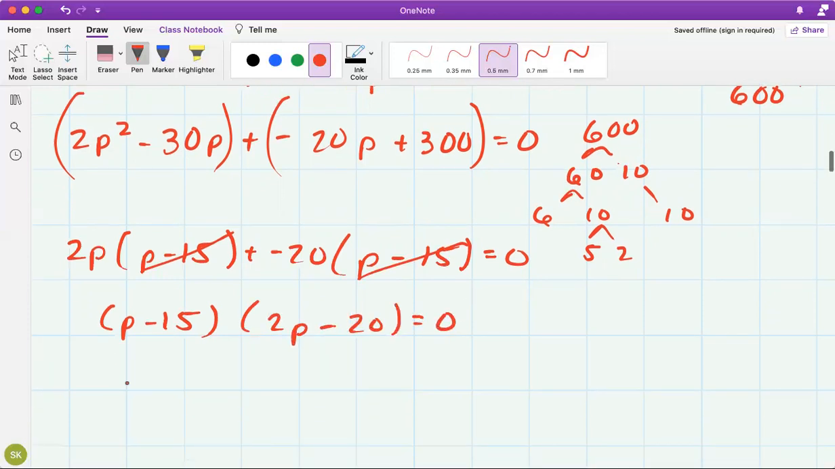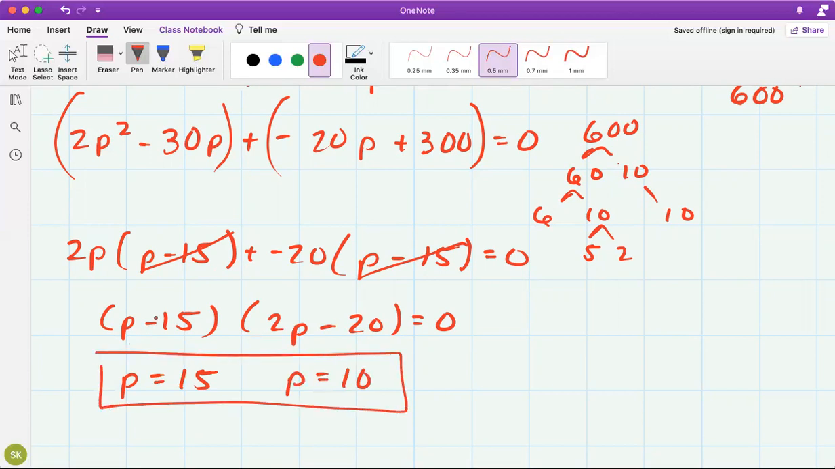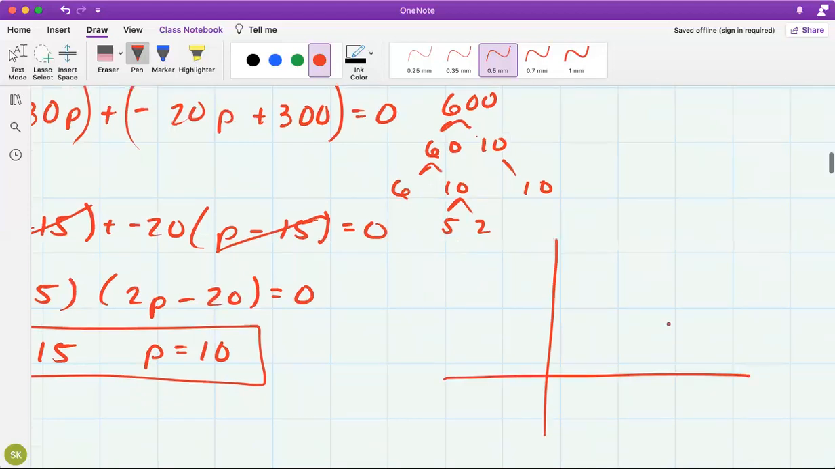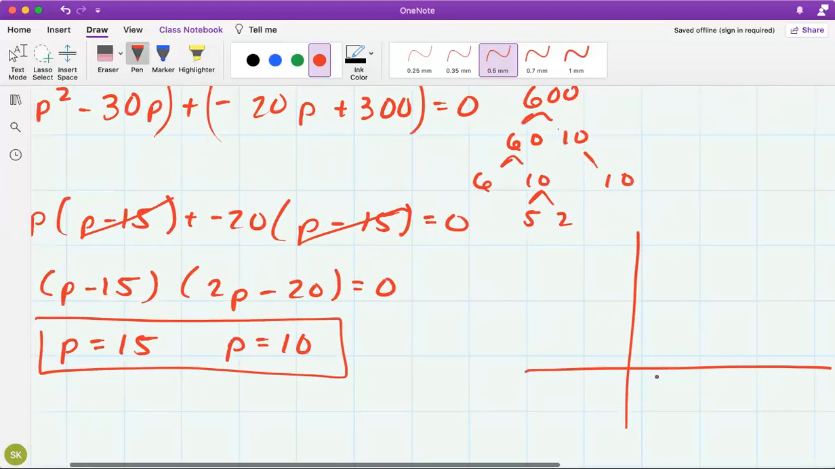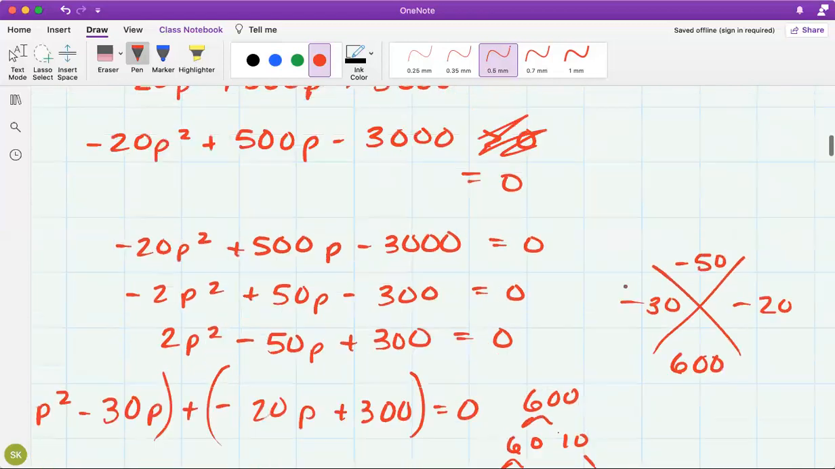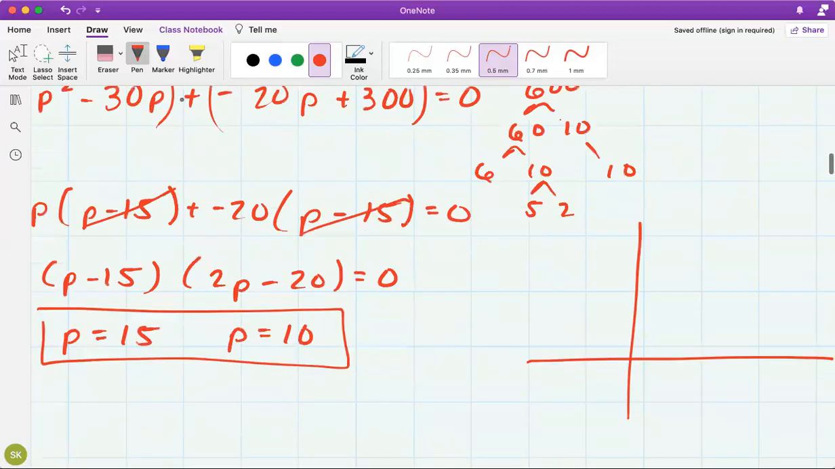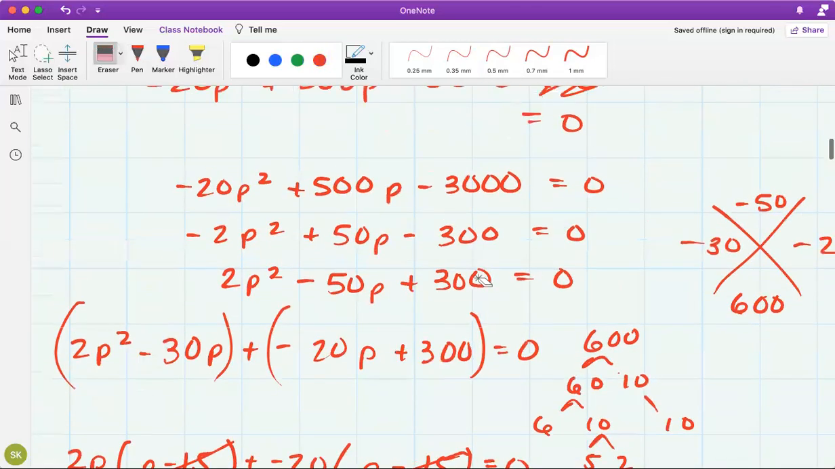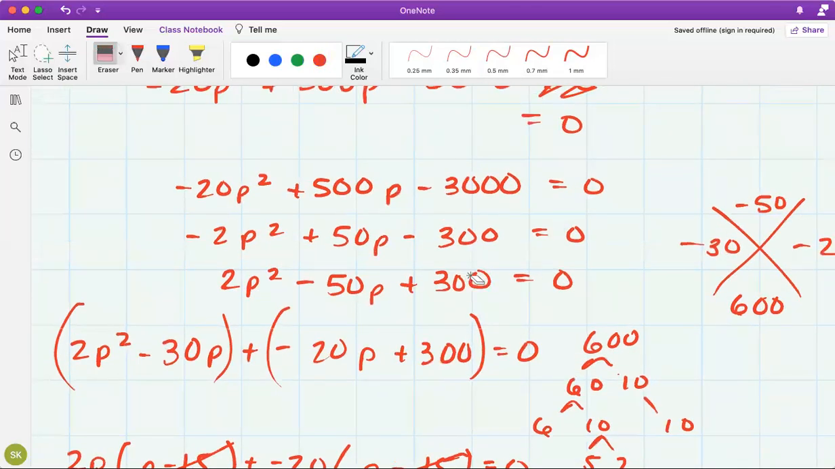Okay. And we can see that p is 15 and p is also equal to 10. So these are the intercepts. If we were to draw this graph, well, we don't have to draw it. I want to avoid drawing it because I want to remember what we're doing and see if we can figure this out logically. So what did we do?